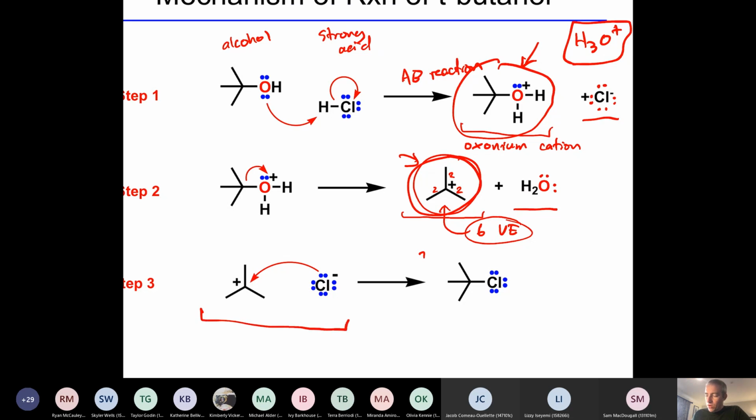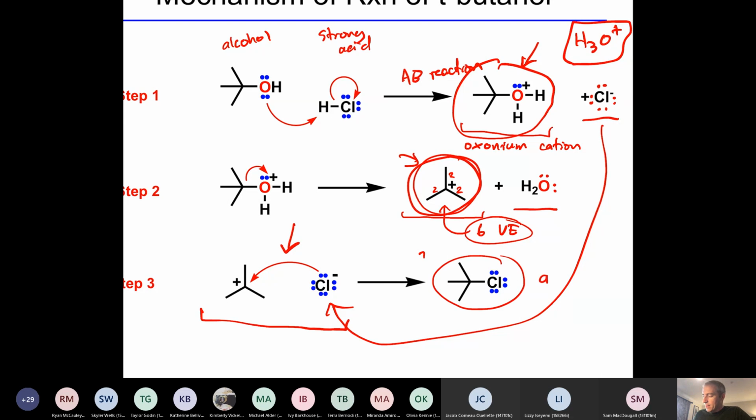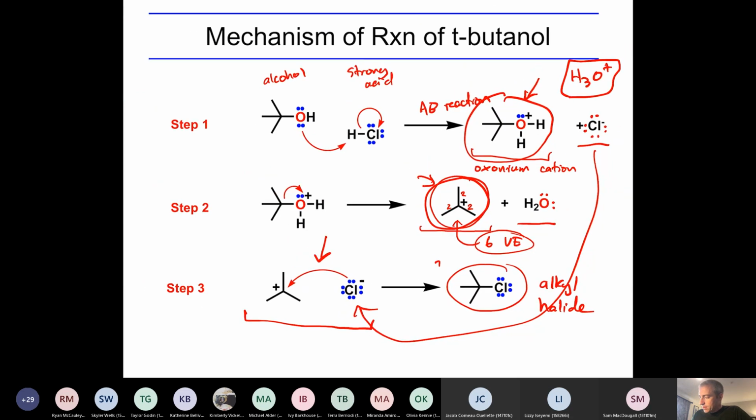And lo and behold, we have a chloride ion that we generated way back in step 1, right? It's way back here from step 1, still around. This can come in and donate a pair of electrons to the carbon, forming a bond. So this curly arrow here is showing a pair of electrons from the chlorine going to the carbon to form a carbon-chlorine bond. And you make this, which we would call an alkyl halide. Okay, so that's good. Now, this gave us our product.